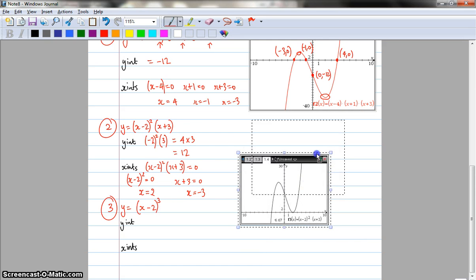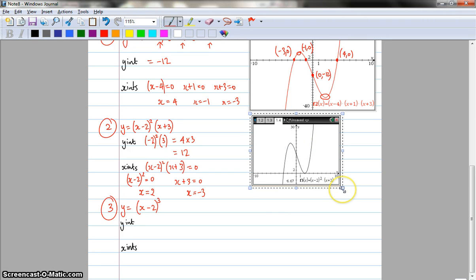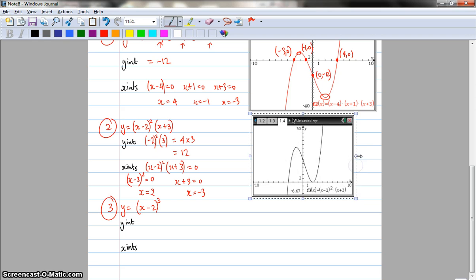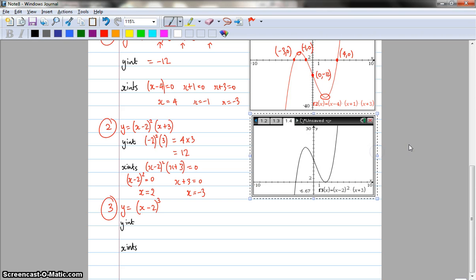Okay, now have a look at this graph. Whereas in the first example, it crossed the x-axis 3 times, this graph only crosses the x-axis 2 times. And I'll show you the two occasions, one here and one here. Now we know that's negative 3. We know this point here is 0, 12. And this point is 2, 0.